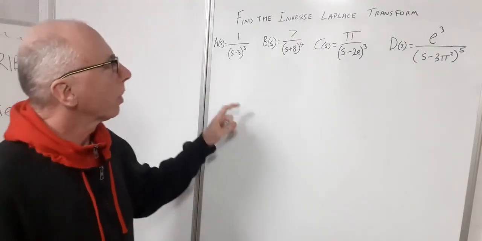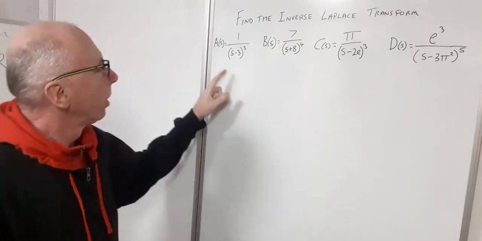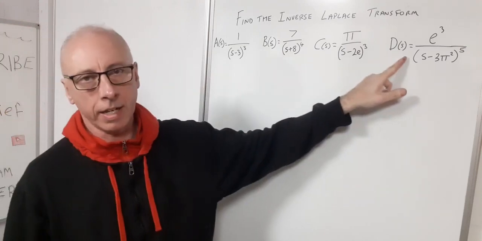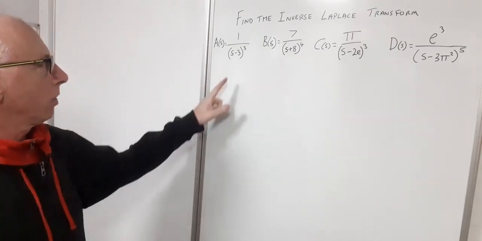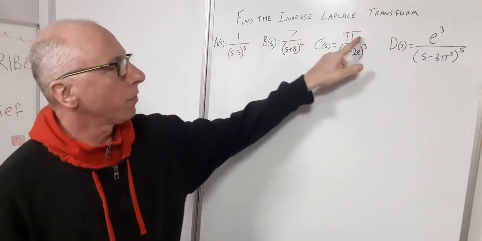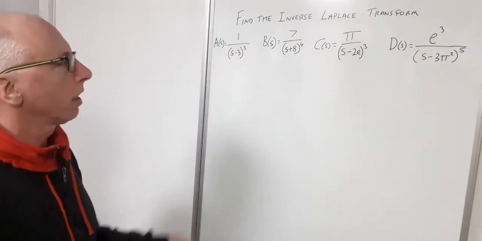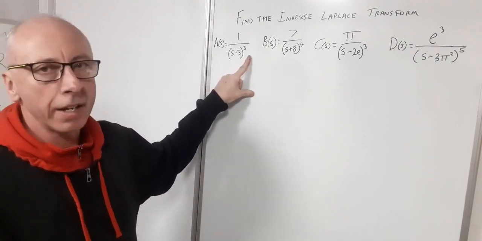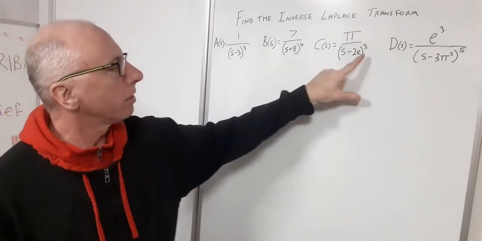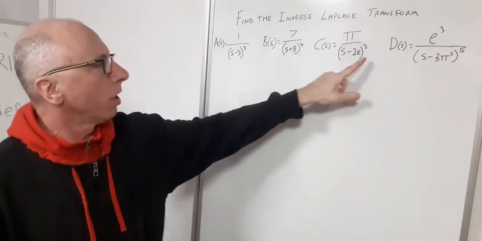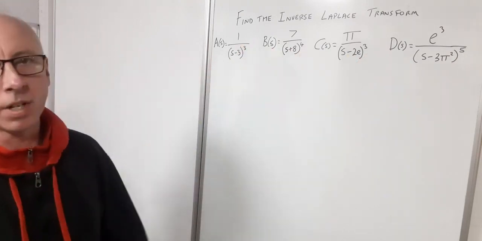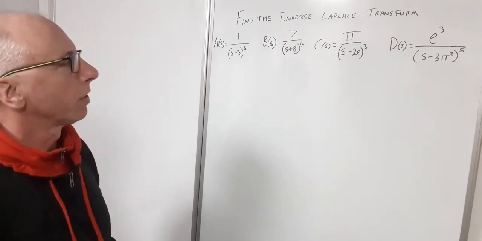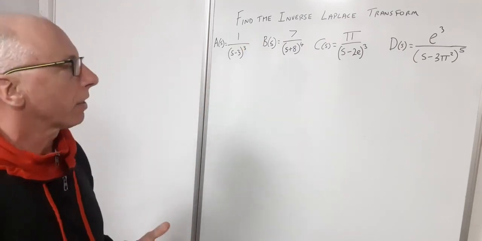So in this question, we're going to find the inverse Laplace transform of these four functions, a, b, c and d. Now you'll notice they're all of the form of some sort of constant in the numerator, and in the bottom we've got s plus or minus, and then it's factored into the nth order. So here we've got a 5, a 3, a 4 and a 3. So these will not require partial fraction decomposition. These ones require a generic formula.